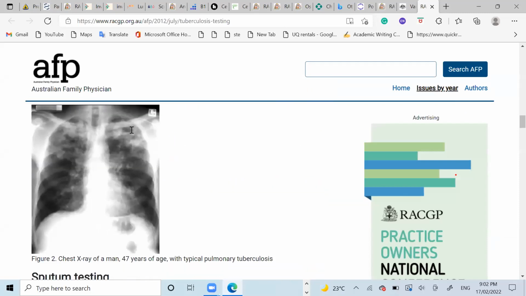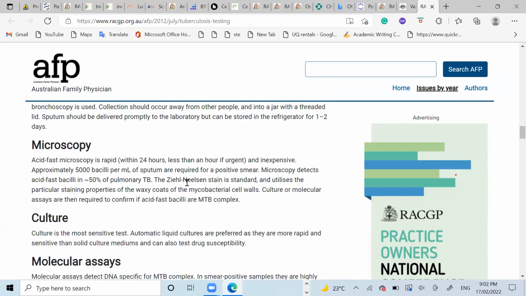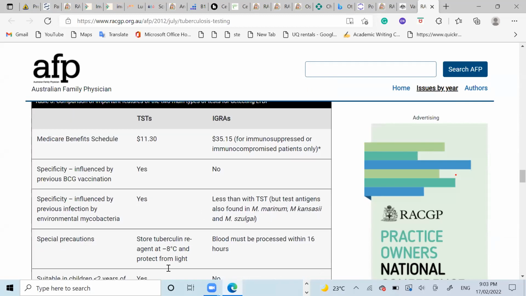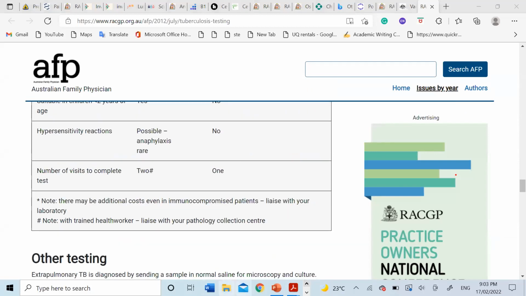Look over here. Usually the TB lesions are in the apex or the upper lobe, and fibrotic lesions are there. So this is all about TB. Give it a read from here.